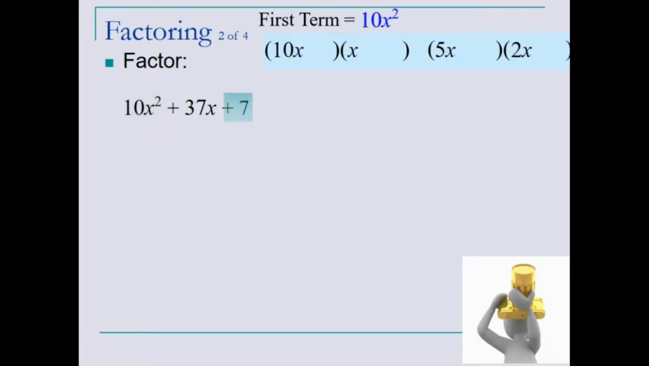We move on to our constant term. We're looking for two numbers that multiply to give us 7. There are two pairs of factors since 7 is a prime number.